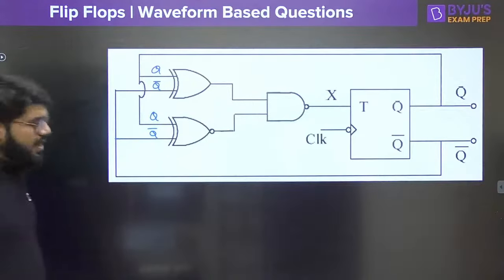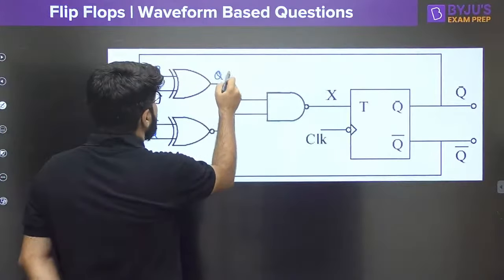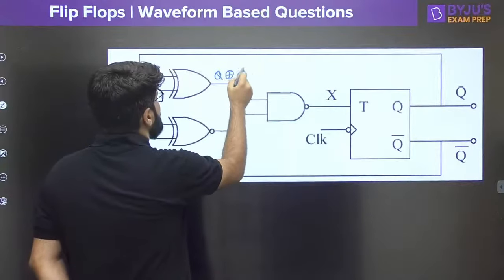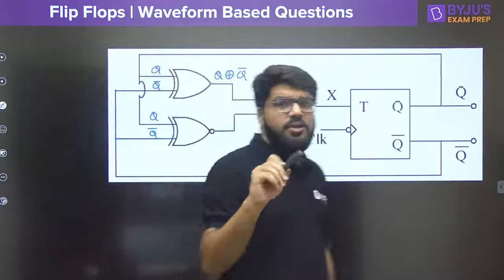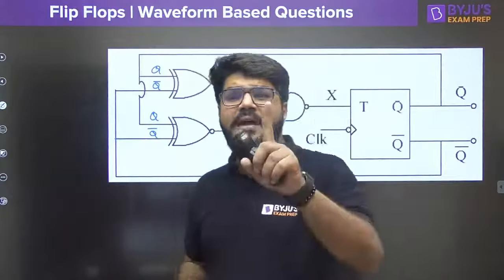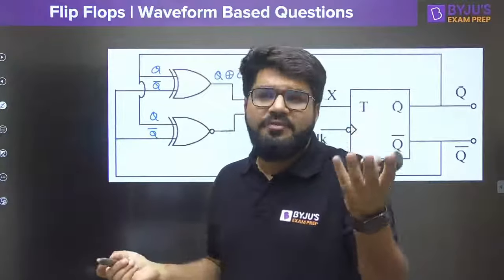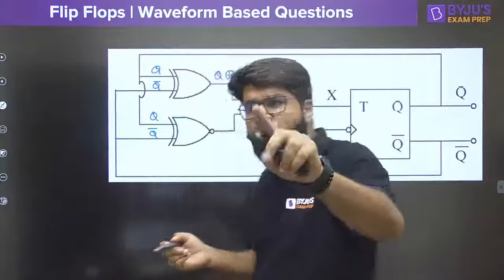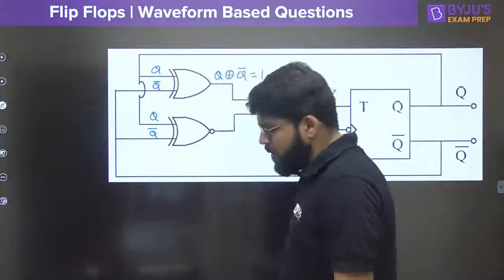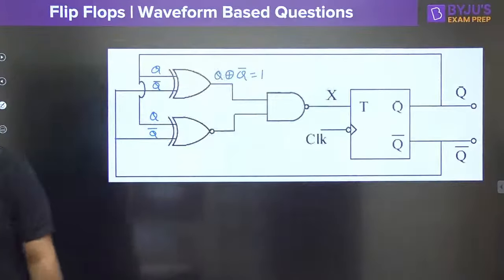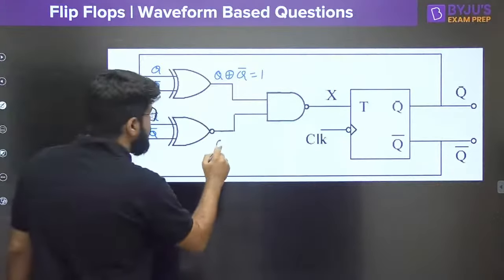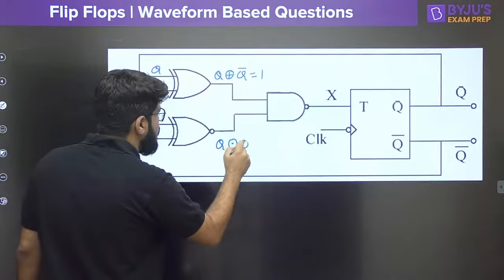Right. Now guys, everybody should know what should be the Q XOR Q bar. It is an XOR gate, and Q XOR Q bar should always be high, because Q and Q bar are always different, and whenever you provide different inputs, the XOR gate output should be equal to high. Now, what about this output, sir? This is Q XNOR Q bar.